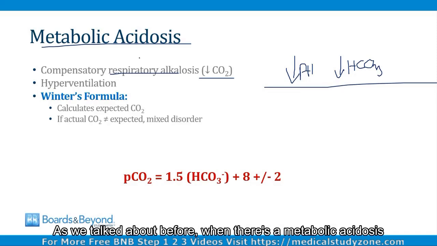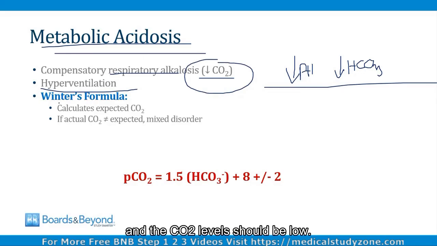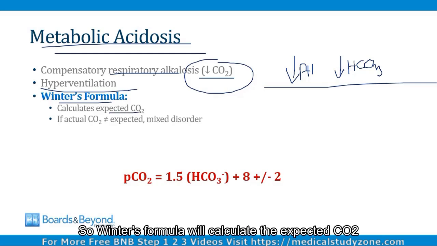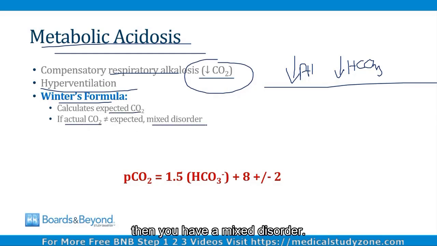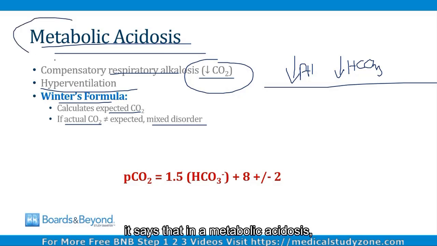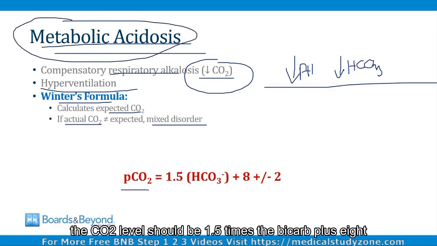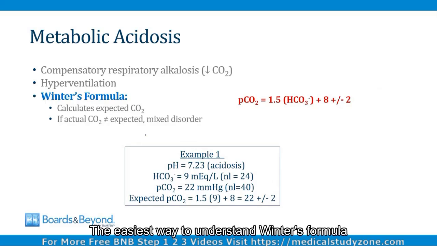As we talked about before, when there's a metabolic acidosis, that should trigger hyperventilation and the CO2 level should be low. So Winter's formula will calculate the expected CO2 that you should have, and if this doesn't match the actual CO2, then you have a mixed disorder. And this is Winter's formula at the bottom of the screen. It says that in a metabolic acidosis, the CO2 level should be 1.5 times the bicarb plus 8, plus or minus 2. The easiest way to understand Winter's formula is to go through a couple of examples.